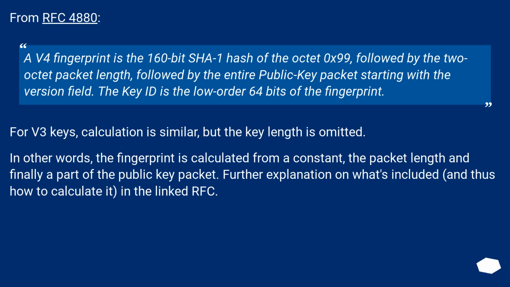From RFC 4880. A V4 fingerprint is the 160-bit SHA-1 hash of the octet 0x99, followed by the 2-octet packet length, followed by the entire public key packet starting with the version field. The key ID is the low-order 64 bits of the fingerprint. For V3 keys, calculation is similar, but the key length is omitted.